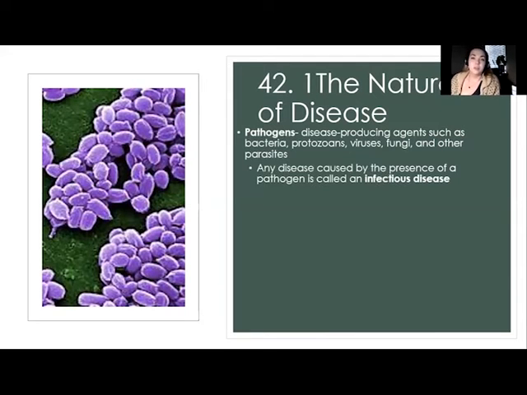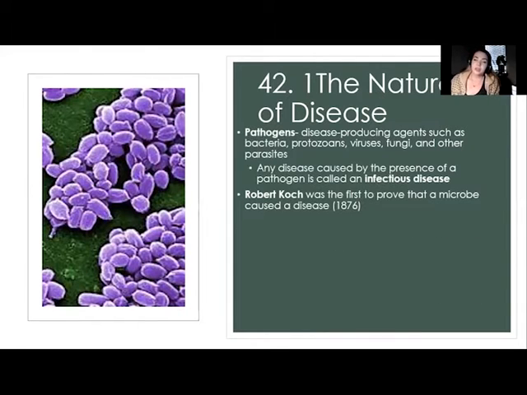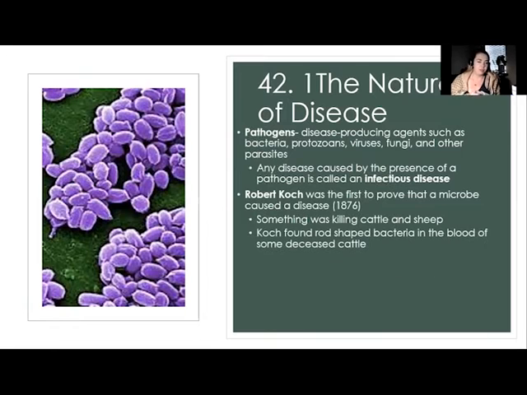Any disease that is caused by a pathogen is referred to as an infectious disease. A scientist named Robert Koch was the first to prove that a microbe could cause a disease. He did so in 1876, so the year the US turned 100 years old. What he observed was that something was killing cattle and sheep, and it was a bit of a mystery for everyone. Koch did something that nobody had thought of to this point, and he took the blood and was looking into the blood, and he observed that all of the dead cattle and sheep had this one rod-shaped bacteria in common. The bacteria in the image along the side.